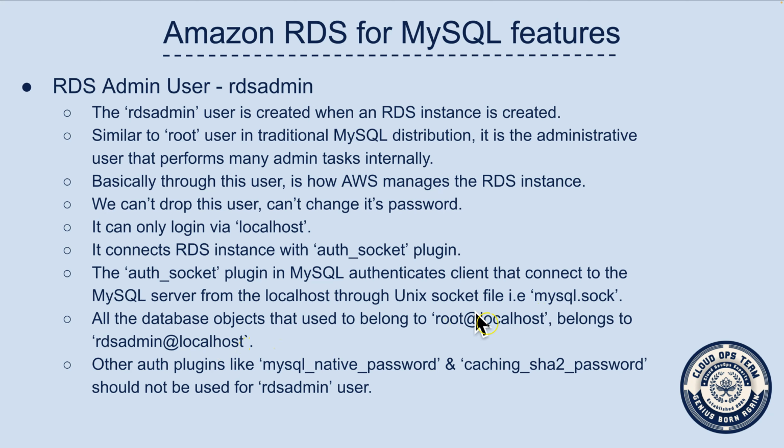Other auth plugins we know, other than auth_socket, are mysql_native_password and caching_sha2_password, which is the newest one. We can start using those, but in this case, for the RDS admin user, we should not. You know that we can change any MySQL user's plugin, but for the RDS admin, never ever use any authentication plugin other than auth_socket. Now let me show you on the client side how this RDS admin user looks when we connect, and I'll show you in a second.